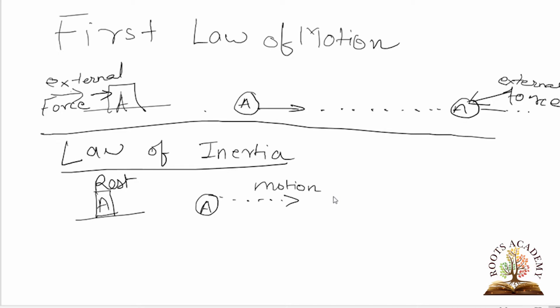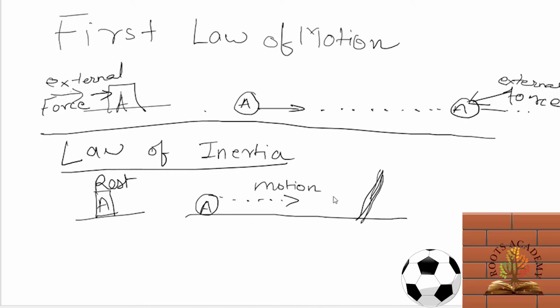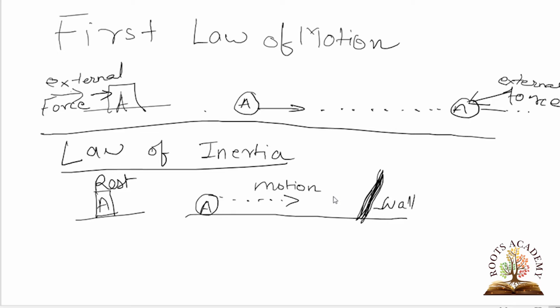For example, we throw a ball, and until and unless we catch it, the ball will keep on moving. Or we roll the ball on a surface and the surface is frictionless. The ball will keep on moving unless and until we catch that ball, or there is a wall that will stop its motion. This wall is nothing but an external force that is going to stop the motion of the ball. I hope everyone got this.